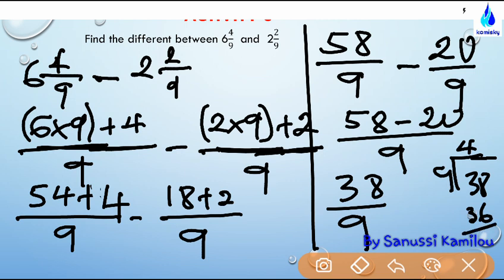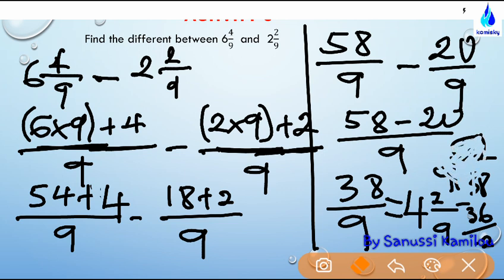So what do I get? If I subtract 36 from 38, what do I get? 2. Wow. I will get 2. 3 minus 3 is what? 0. So which whole number did you get here? We got 4 as our whole number. What is left? 2. So am I going to continue? If I should continue, then I will do 2 divided by 9. Is it not so? So I will get 2 over 9. That will be our final answer.